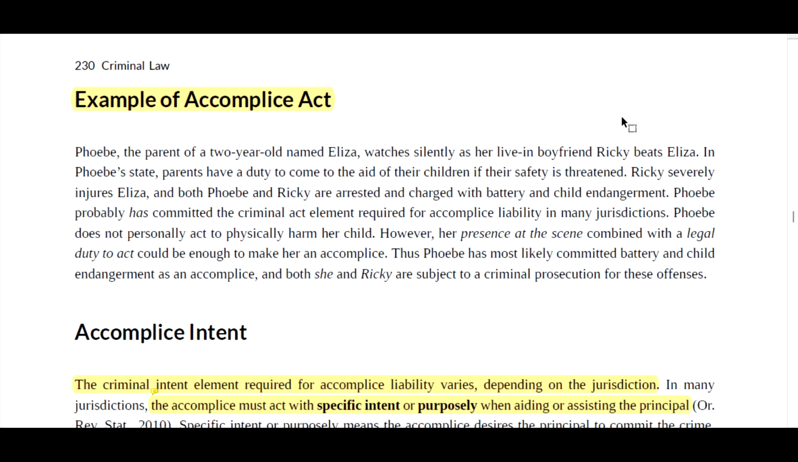Phoebe probably has committed the criminal act element required for accomplice liability in many jurisdictions. She does not personally act to physically harm the child, but her presence at the scene and her legal duty to act, when she did not, makes her an accomplice. That makes her equally responsible and liable. So she is charged with committing battery and child endangerment as an accomplice, and both she and Ricky are subject to criminal prosecution. Plain and simple, pretty straightforward.